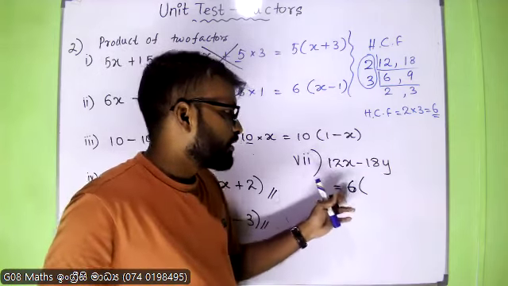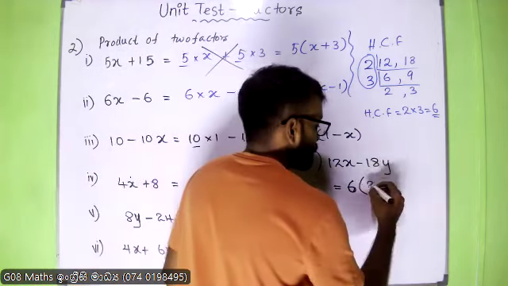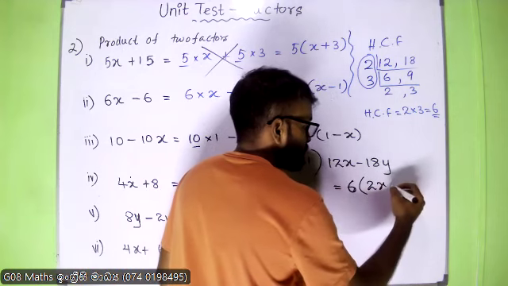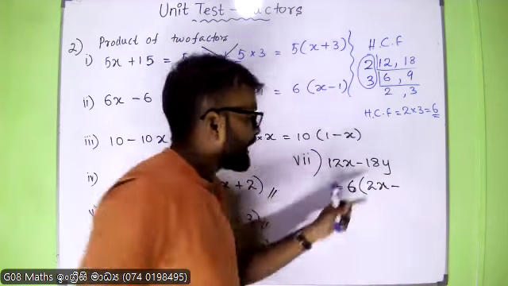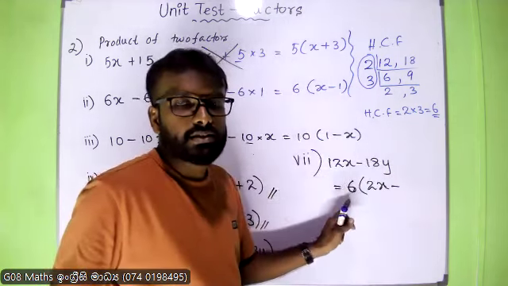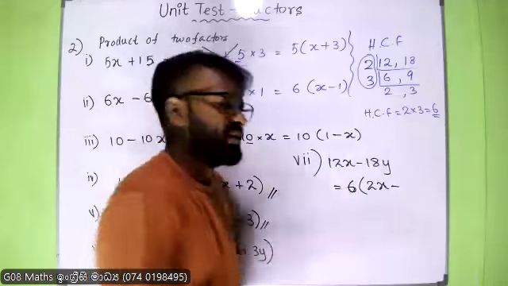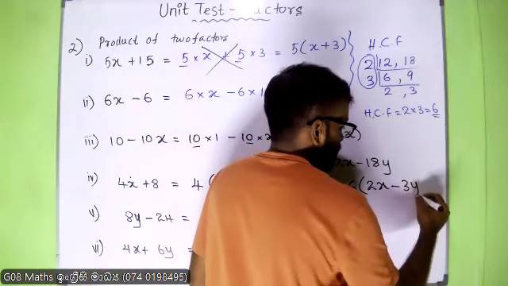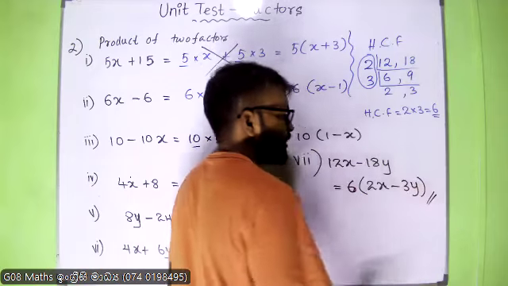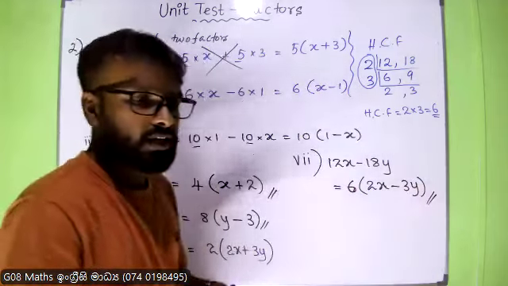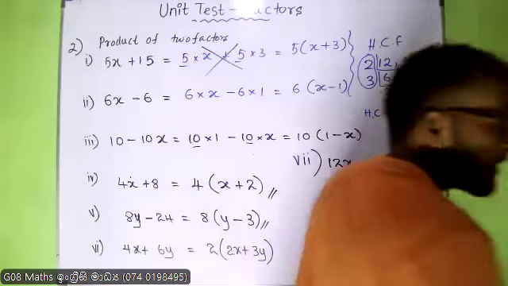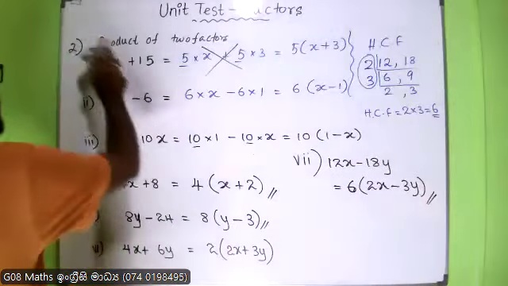So 12 divided by 6 is 2x, minus 18 divided by 6 is 3y. Very easy. So this is the way. Okay, next one, the eighth one.